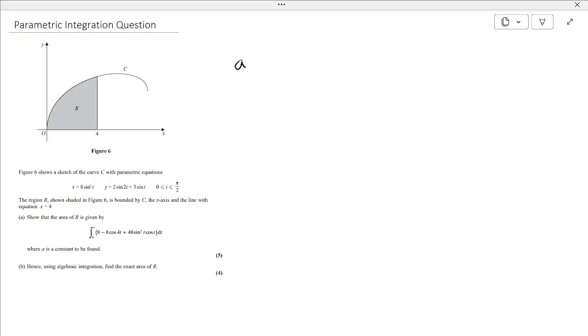Right, so there is just a formula for parametric integration, and I want to show you how to remember it and how it makes sense. So obviously I have x and y in terms of t, and not y in terms of x. That's why I know it's parametric. It also says parametric. I've got this region here. I want to find the area.